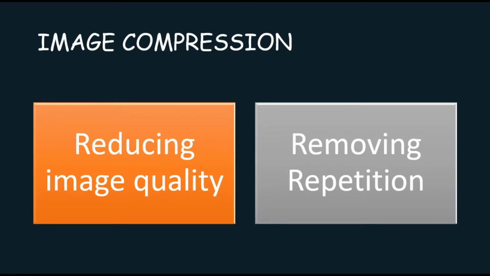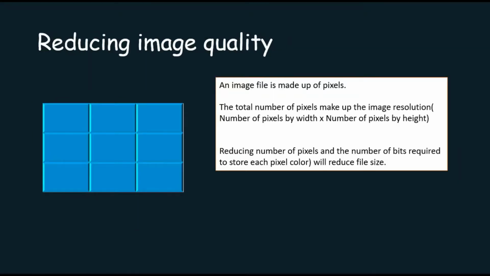Now, when we speak of image compression, there are two techniques that you can apply to compress an image. The first one is reducing the image quality itself. Second, you can remove repetition of pixels that we have in the file. So we're going to study the first method, reducing image quality.